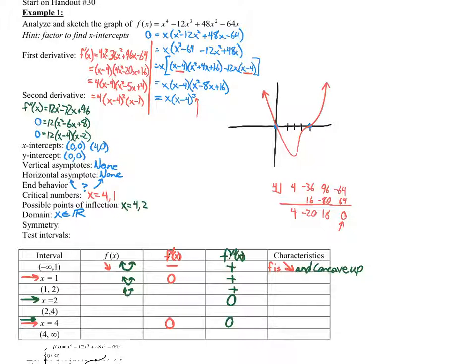Now I do need to test my first derivative between 1 and 2. If I plug in 1.5 into my first derivative, 1.5 minus 4 is negative, squared is going to be positive. And 1.5 minus 1 is positive, so I have a positive times a positive times a positive. So I know that f prime is positive, which means f is increasing.